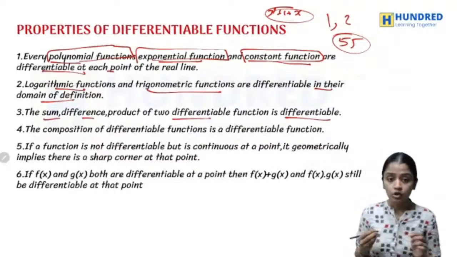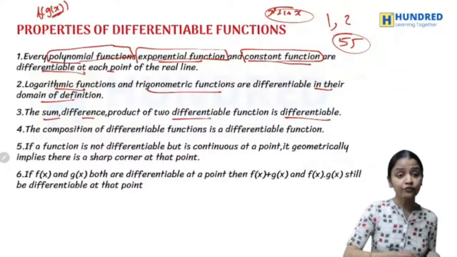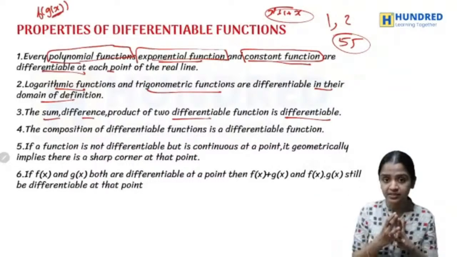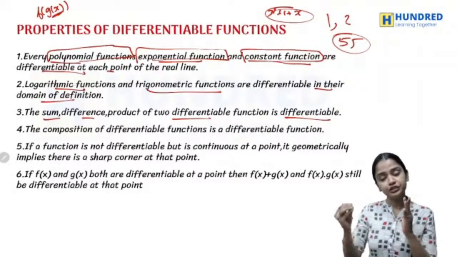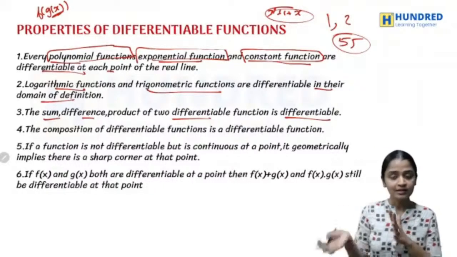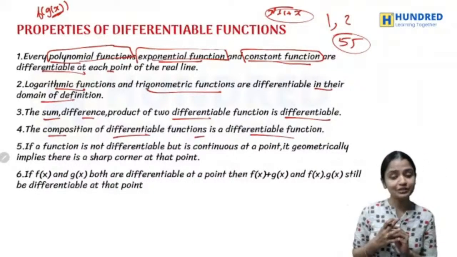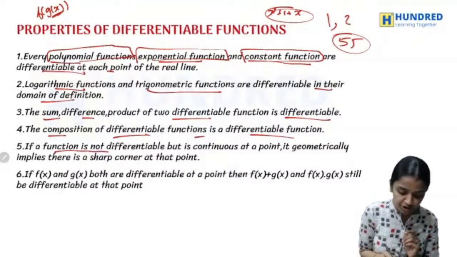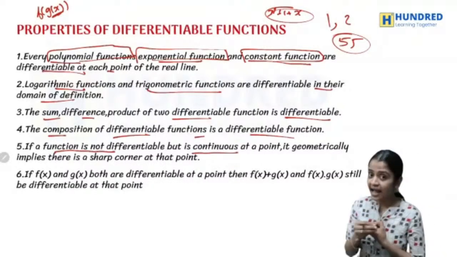Now, composition of differentiable functions, that means f of g of x. If g of x is differentiable and f of x is differentiable, their composition is also differentiable. Composition is nothing but f of g of x: instead of x, you're substituting another function. So the composition of differentiable functions is also differentiable. And when is a function not differentiable? A function may not be differentiable but still be continuous. I already told you, right? It can be continuous.